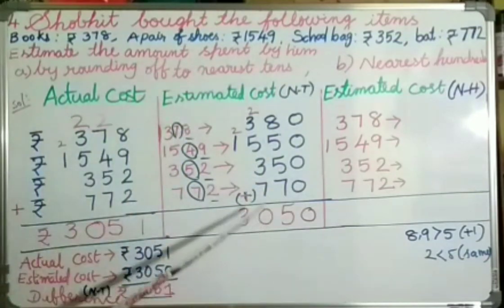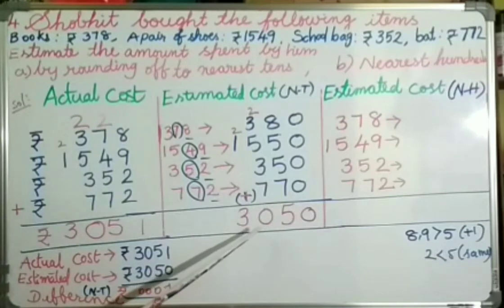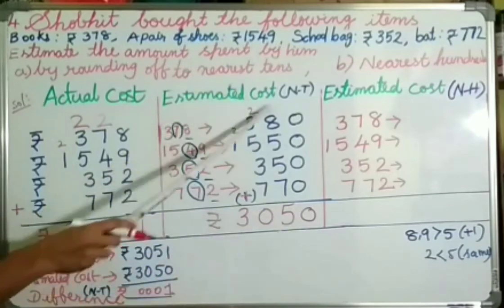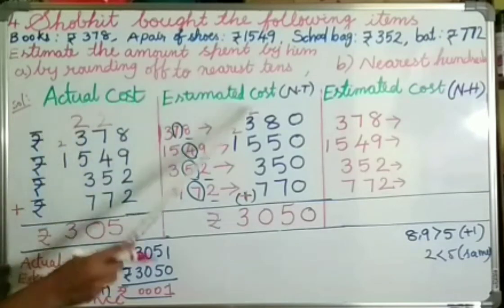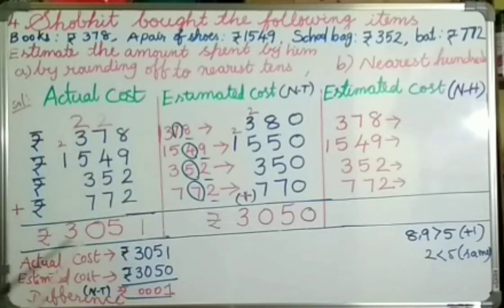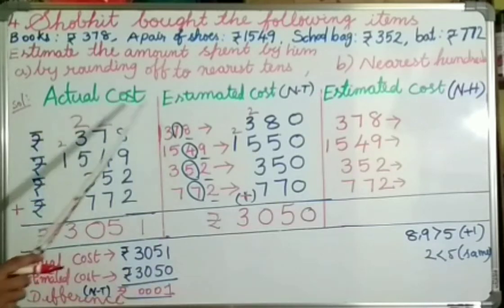After adding the numbers, we got 3050 rupees. 3050 is the estimated cost. Now we have to find the difference between the actual cost and the estimated cost. The actual cost is 3051 rupees, the estimated cost is 3050. So the difference is 1 rupee. 1 rupee is the difference between the actual cost and the estimated cost.